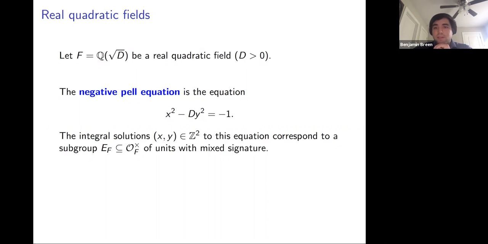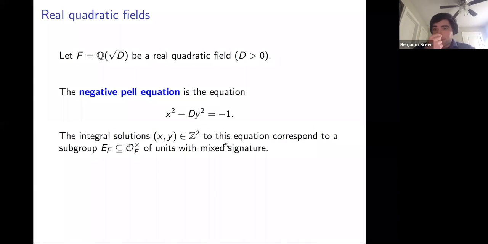Explicitly, what I mean is that if you have some integral solution x, y, then you can map this to the element of your number field which is x plus square root of d times y. That's going to be a unit in the number field, and the unit is also going to have mixed signature because the norm is negative 1. So in one of the embeddings, that element is positive, and in the other embedding, it's negative.